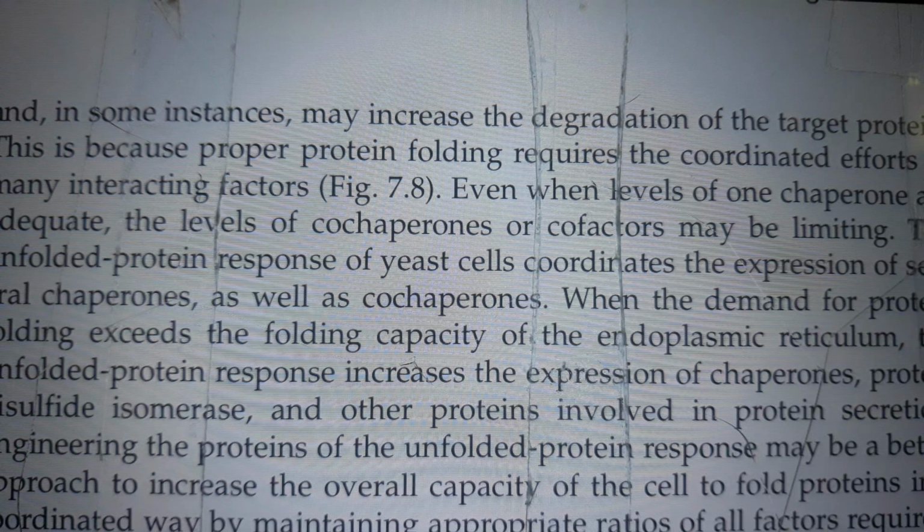This is because proper protein folding requires the coordinated efforts of many interacting factors. Even when levels of a given chaperone are adequate, the levels of co-chaperones or cofactors may be limiting. The unfolded protein response of each cell coordinates the expression of several chaperones as well as co-chaperones.